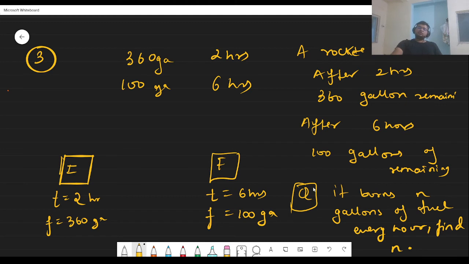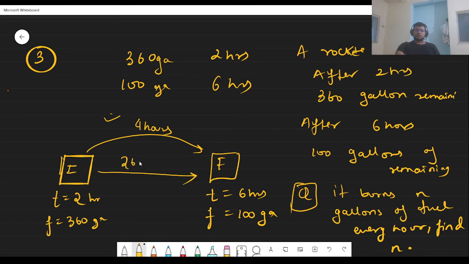So can I say that from 2 hours to 6 hours, it took around 4 hours? During those 4 hours, it consumed how much? I can subtract 100 from 360. It will be 160. Sorry, 260 gallons of fuel. So what I can say is, in 4 hours, it consumed 260 gallons of fuel.